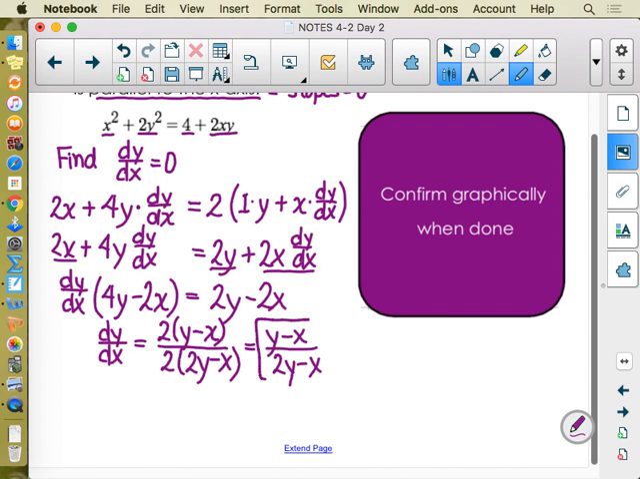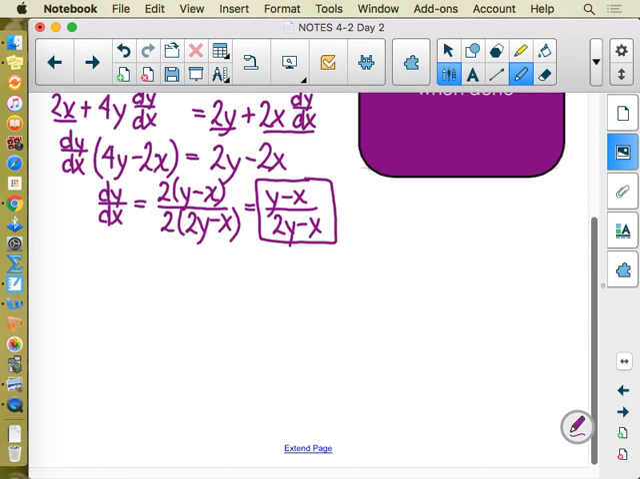So that's my derivative, but they would like to know all the places where that would have a slope of 0. So where on the curve would we be at 0? So I want to set that equal to 0. Anytime a fraction is equal to 0, the only way to get it equal to 0, if you think about cross products, I'd multiply the denominator by the 0, is to get that numerator to be 0.